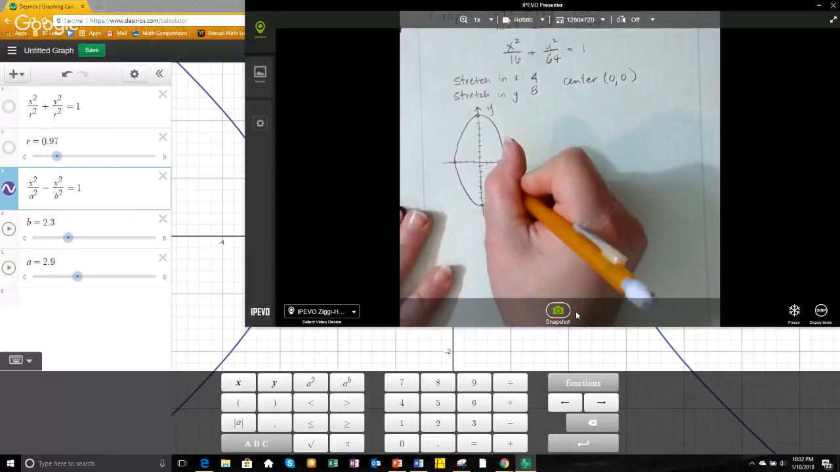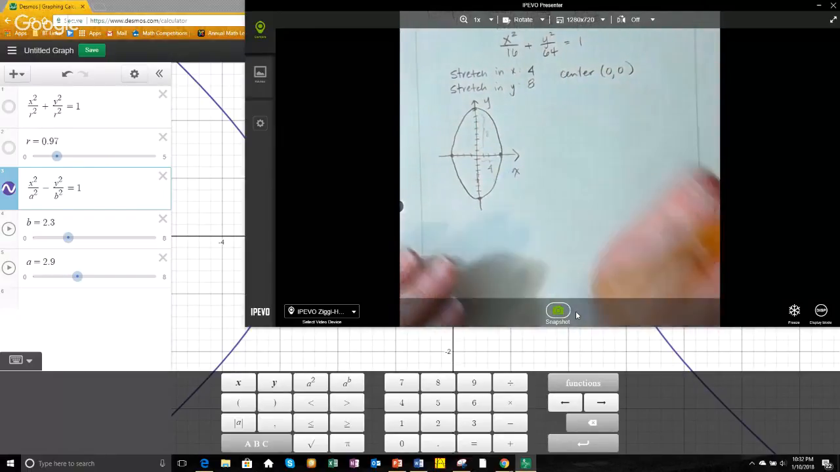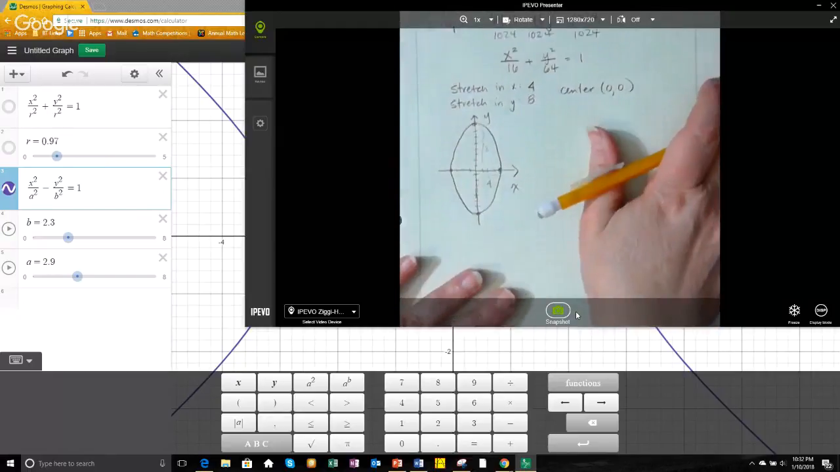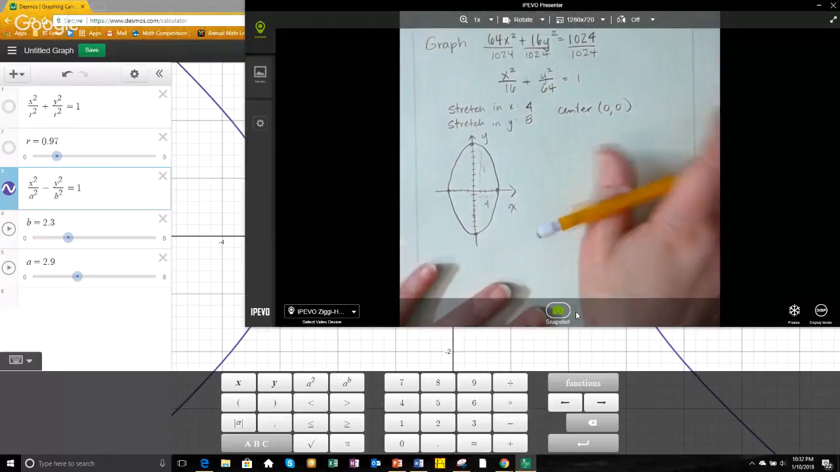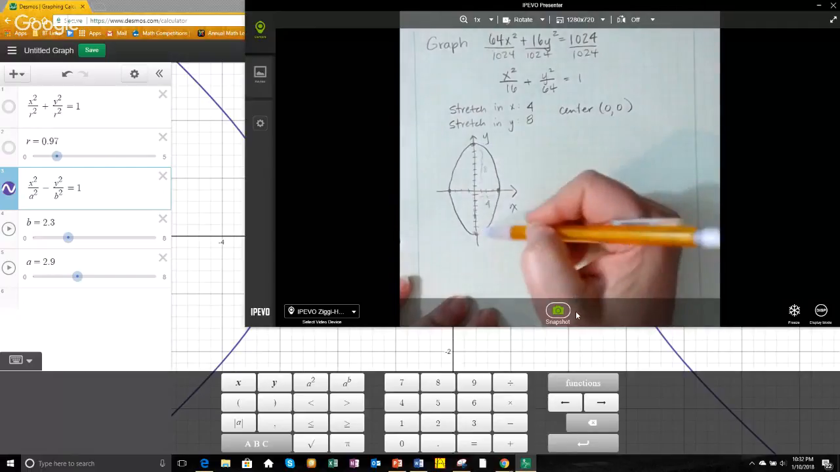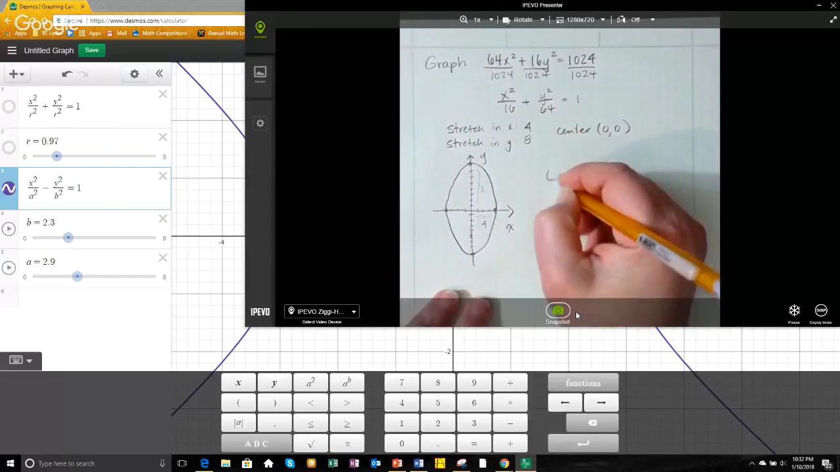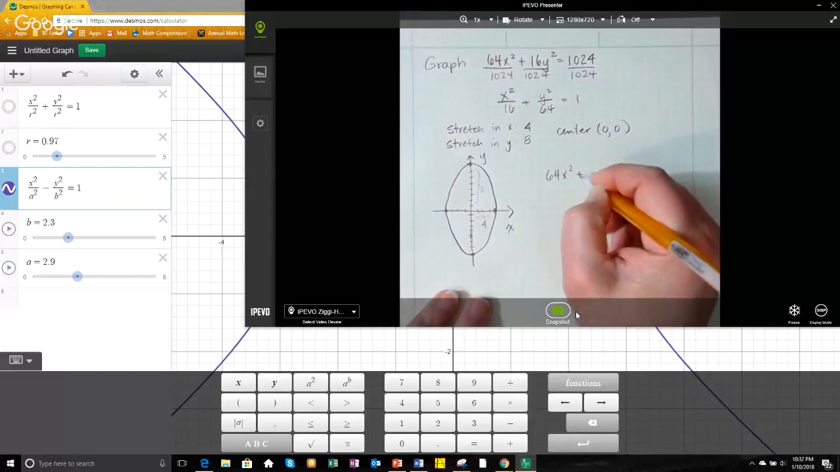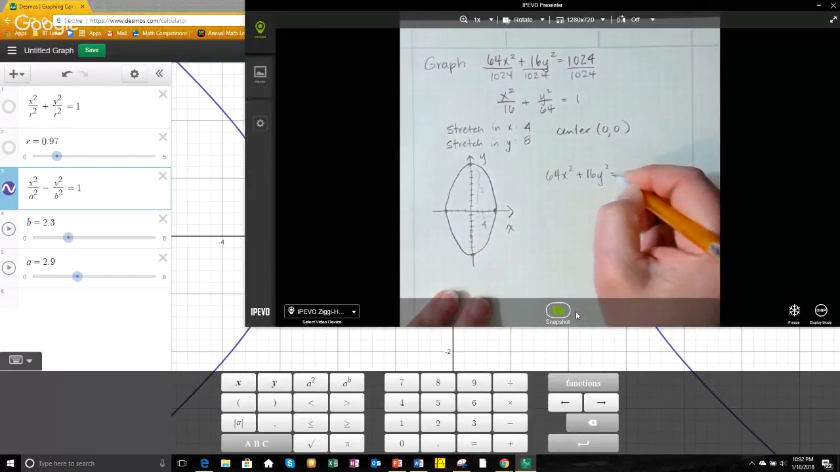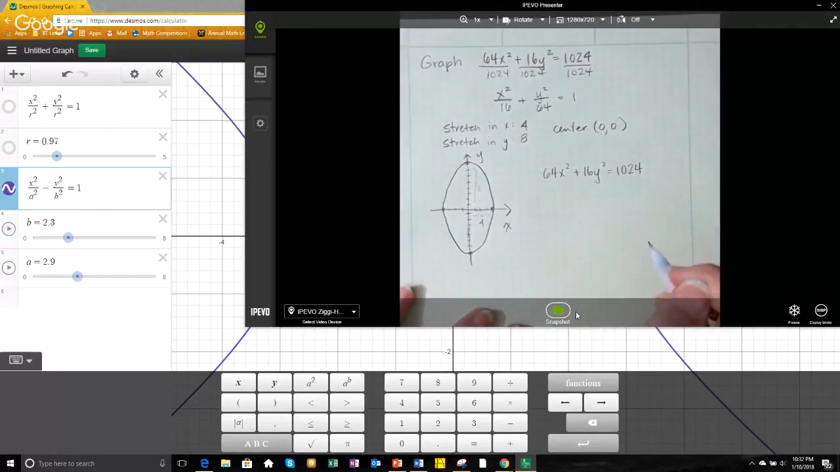And this distance here is 4, and this distance here is 8. Okay, now, why did we do this? For the express purpose of realizing that this here is a relation, and this equation up here, 64x squared plus 16y squared equals 1024, has two implied functions inside of it.